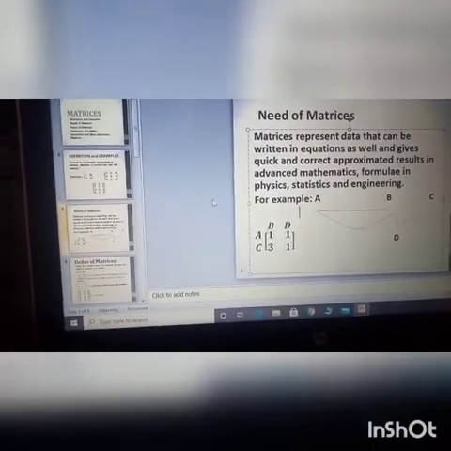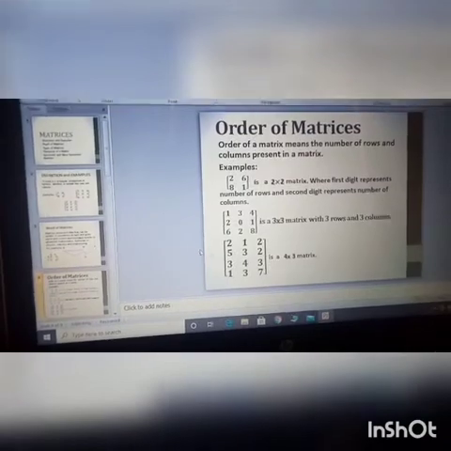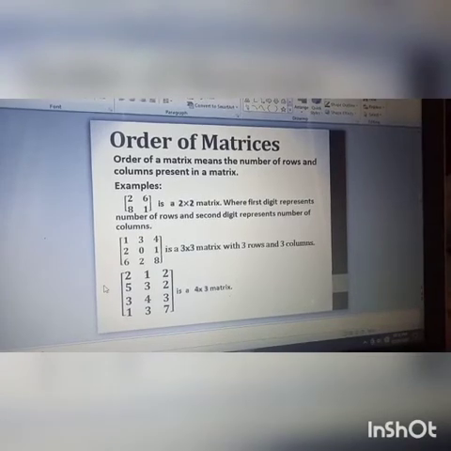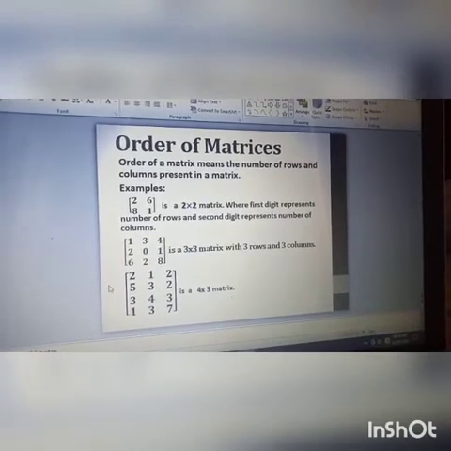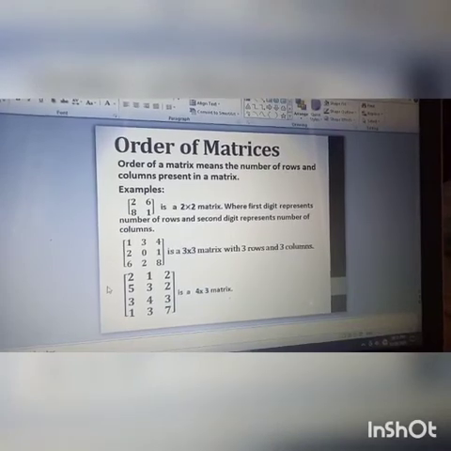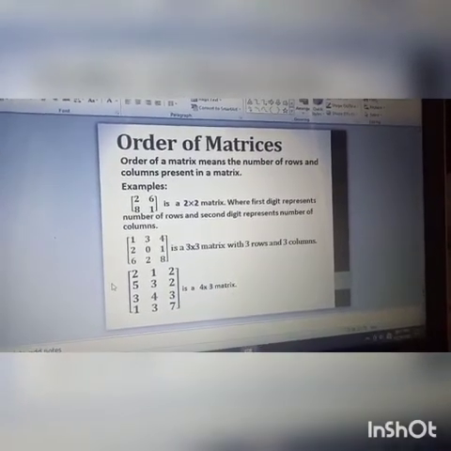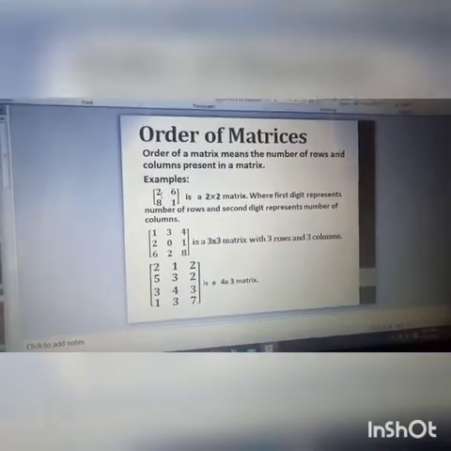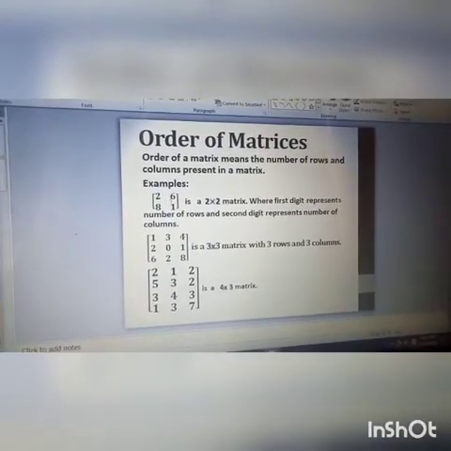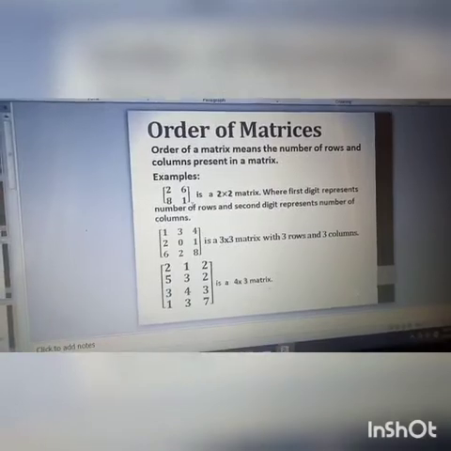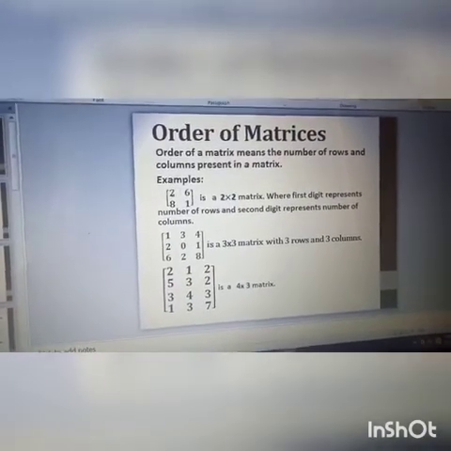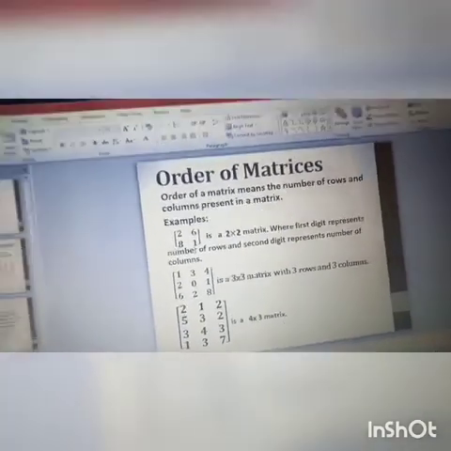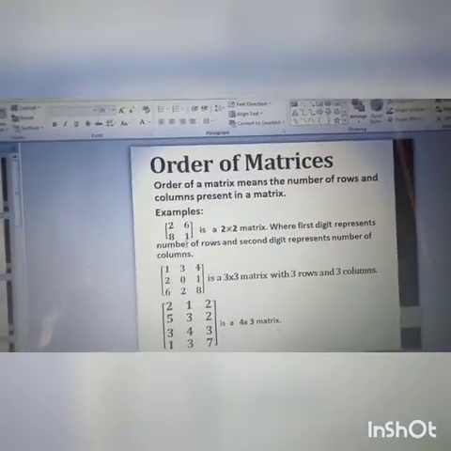Let's move forward. The next slide shows order of matrices. Yes, this is very important to understand what is meant by order of a matrix. Order of a matrix means the number of rows and columns represented in a matrix. So firstly, let's take the examples. 3 examples are being given here. Very simple. If you see this first matrix, 2, 6 represent the first row, 8, 1 represent the second row. So total 2 rows are there, as we had talked already about this. And if you see the vertical positions, 2 columns are there. So this is a matrix with order 2 cross 2.